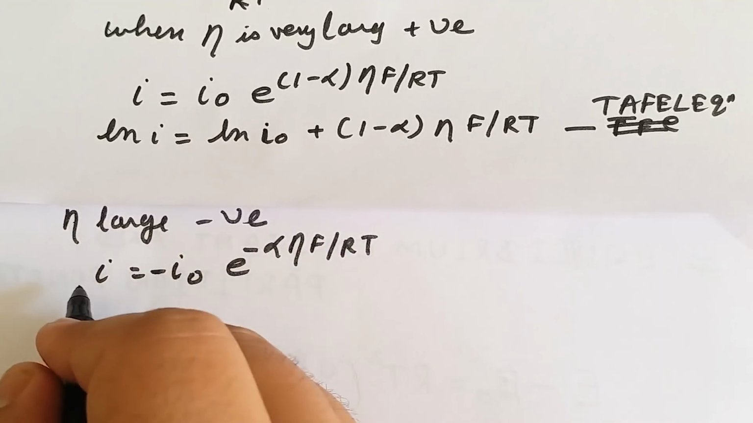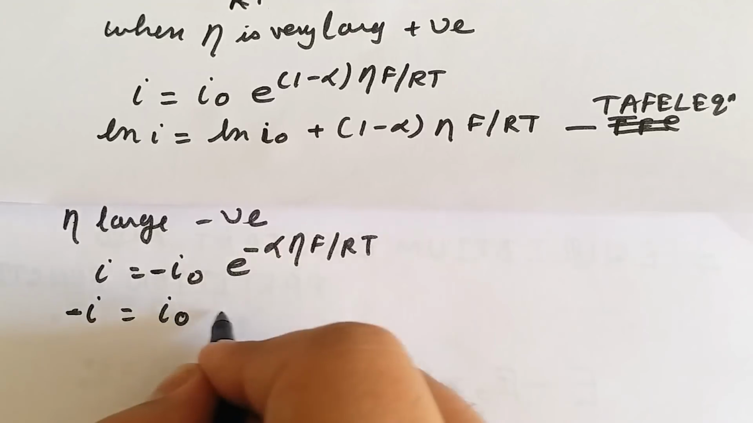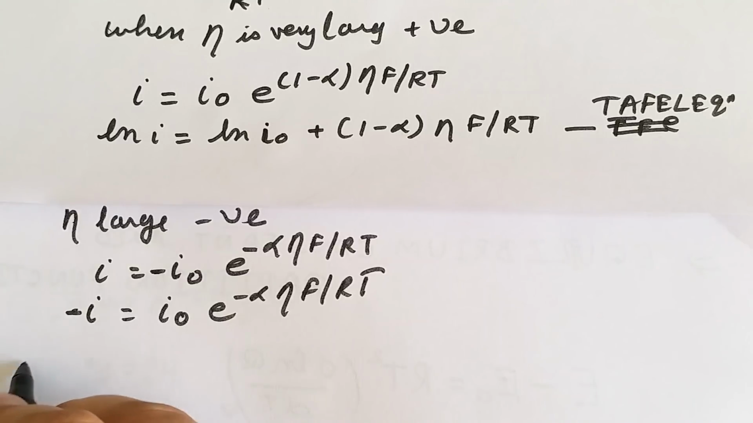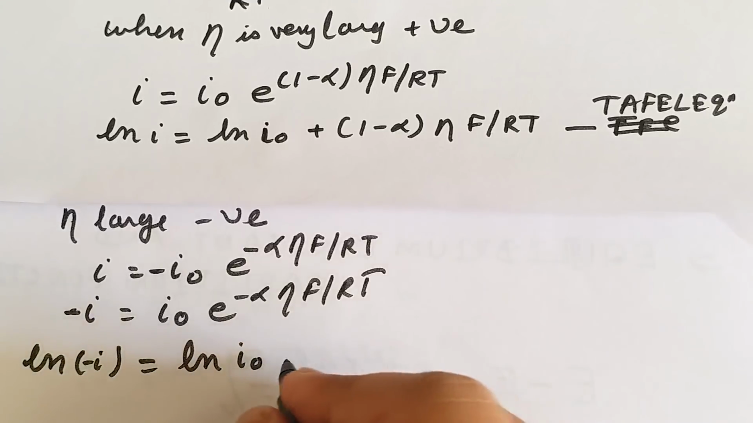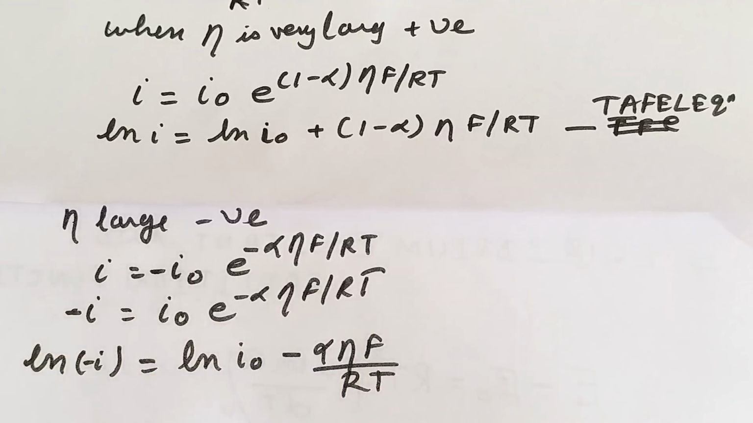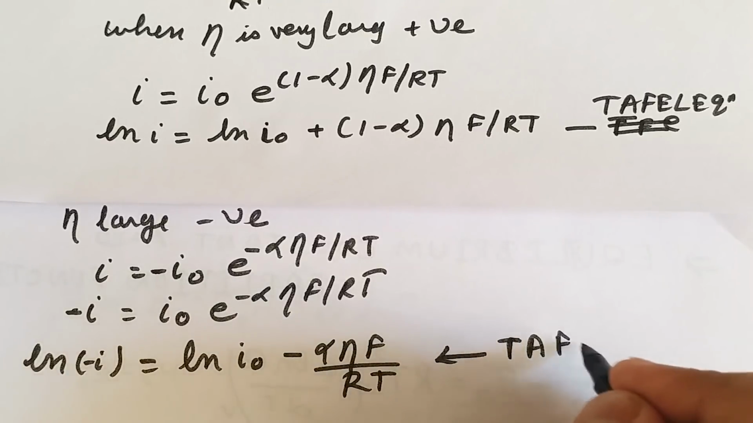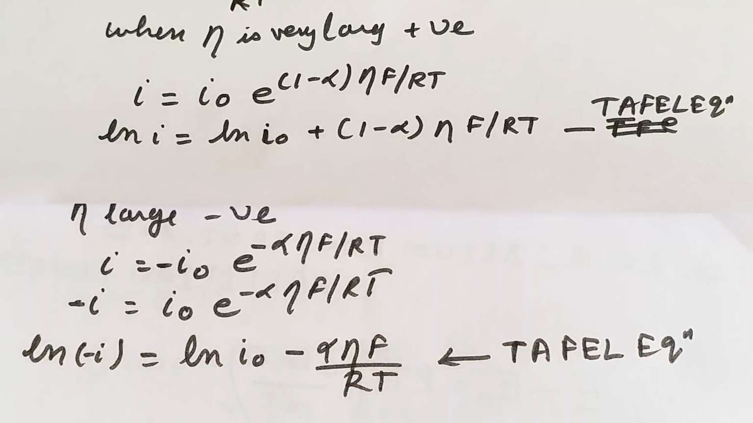So first we can take minus on both sides. So we will have minus I is equal to I0 e raised to minus αηF/RT, and further we will take logarithm. So we will have ln of minus I is equal to ln I0 minus αηF/RT. So this will be the relationship when the overpotential is large and negative, and essentially the current will be the cathodic current, and this relation is also known as the Tafel equation. So both these relationships are Tafel equations.